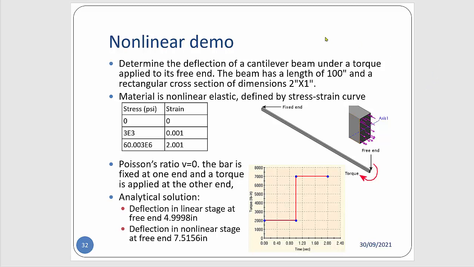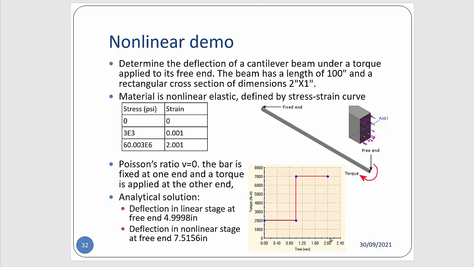This nonlinear demo is still from the NAFEMS benchmark model example. As you can see from the picture here, it's a cantilever beam. One end is fixed, the other end is subject to a bending moment about the neutral axis. The bending moment is not constant as well. It is defined by a step function.